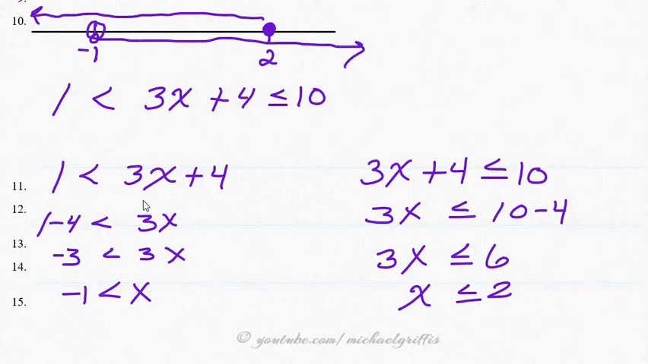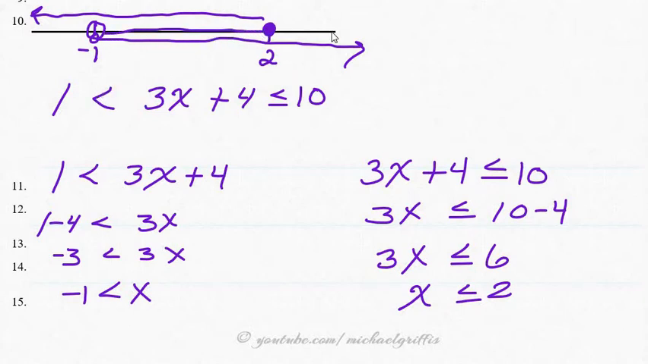But it must satisfy, it's got to lie in between. I should say it down here: it's got to satisfy both. It's got to be greater than negative 1 and less than or equal to 2. So in other words, it's got to be in this interval right here.